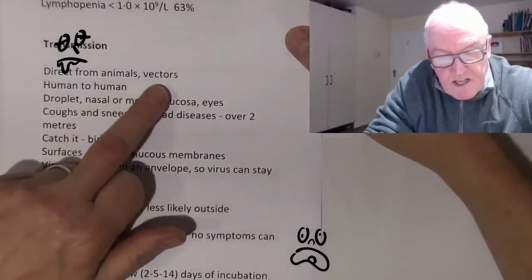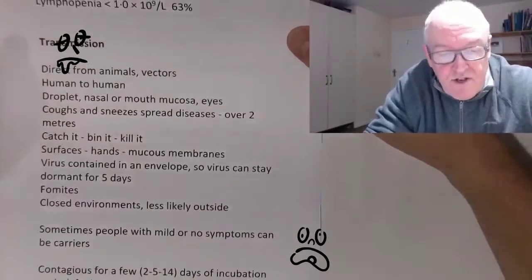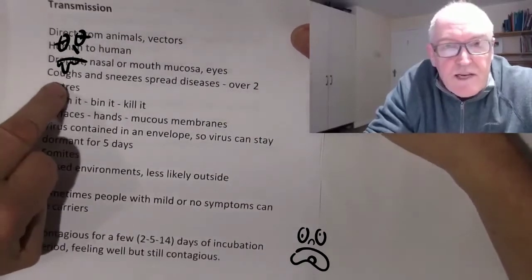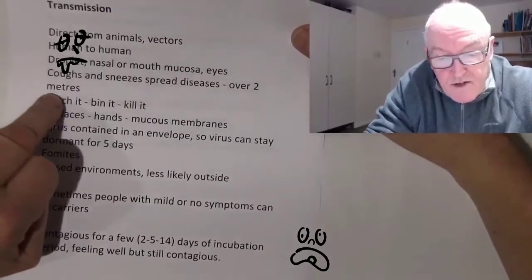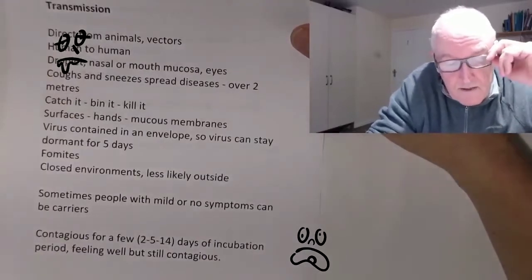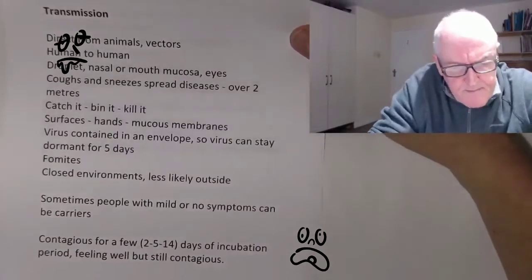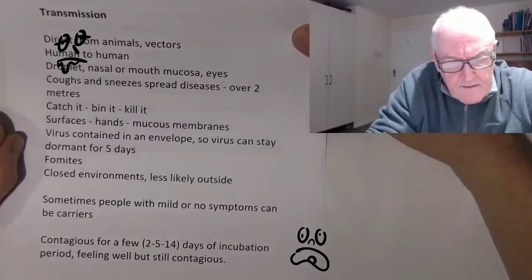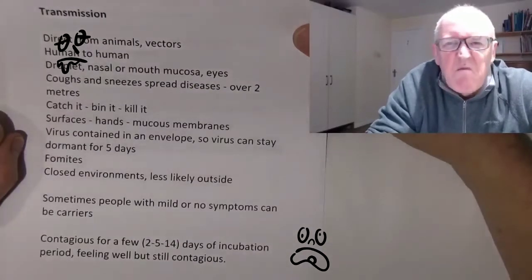So in that case, animals can be vectors, and of course humans can be vectors. A vector is any live disease carrier. So it's a droplet infection. This is why we say coughs and sneezes spread diseases. And over about 2 meters as well. So if someone sneezes 2 meters away from you, they can still infect you as the droplets go through the air, especially when they're sneezing and not covering their mouth properly. And we want to stop these viruses getting into the air, so we don't want to be blowing our nose like that.